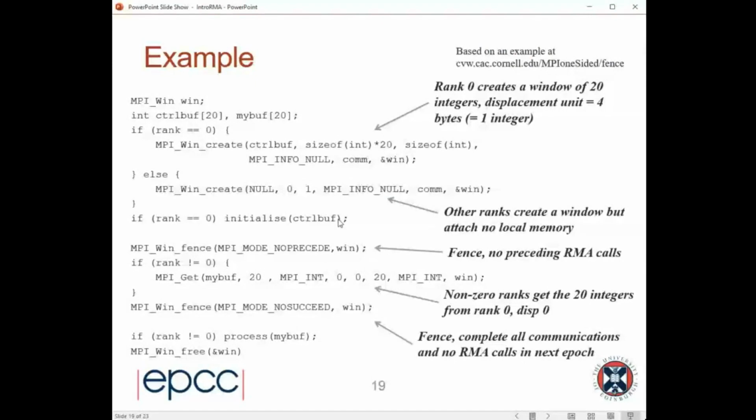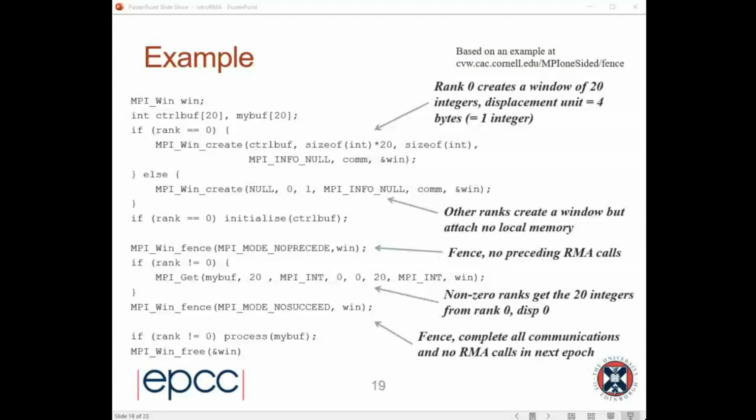And then after that, if rank is 0, initialize control buff. Okay. Now we need to do this win fence here. Okay. So now we're going to do a get. Can anyone think why we need the synchronization here? Why do we need that synchronization? There's a number of reasons, but what would happen if it wasn't there?